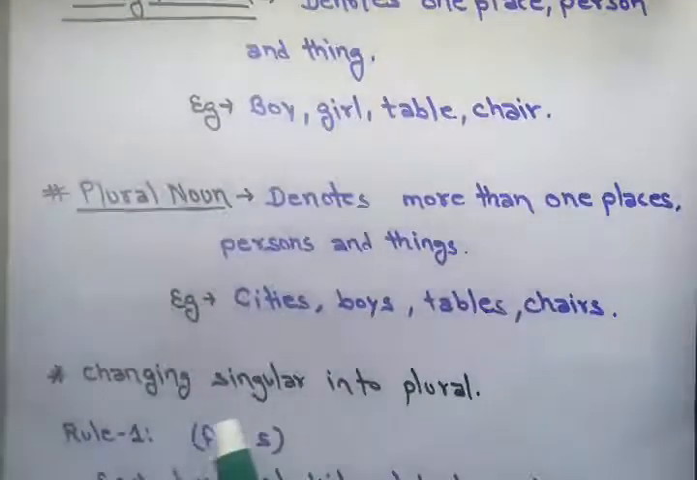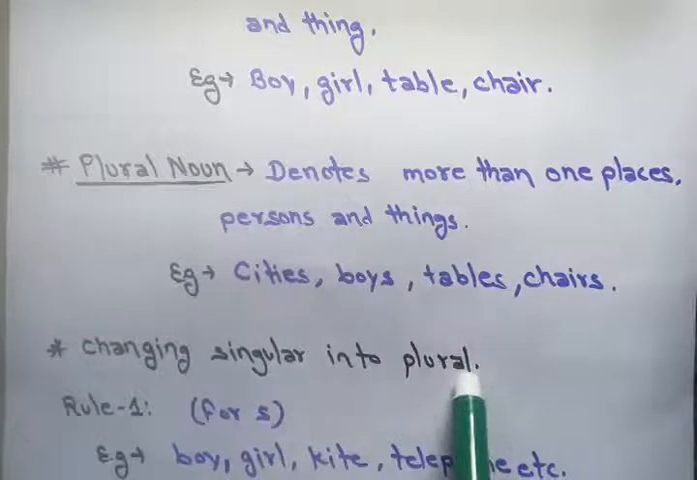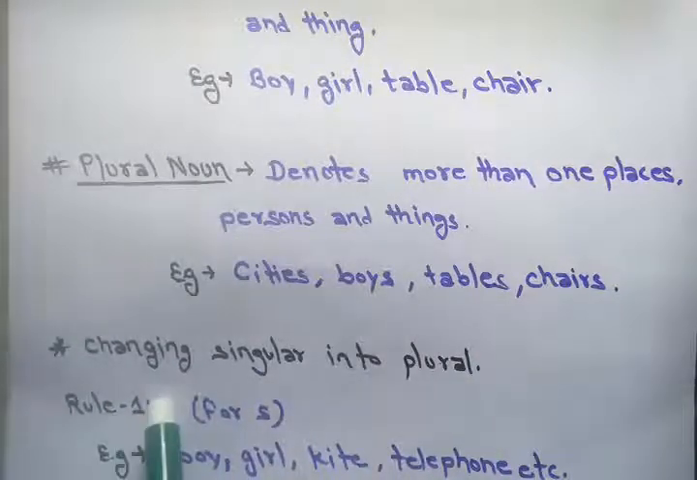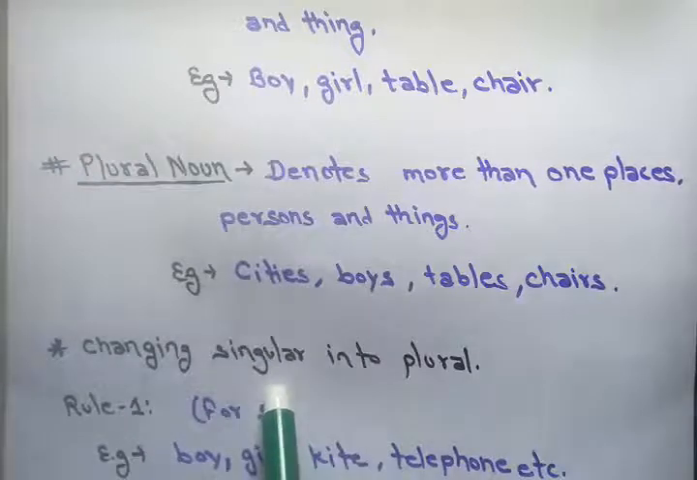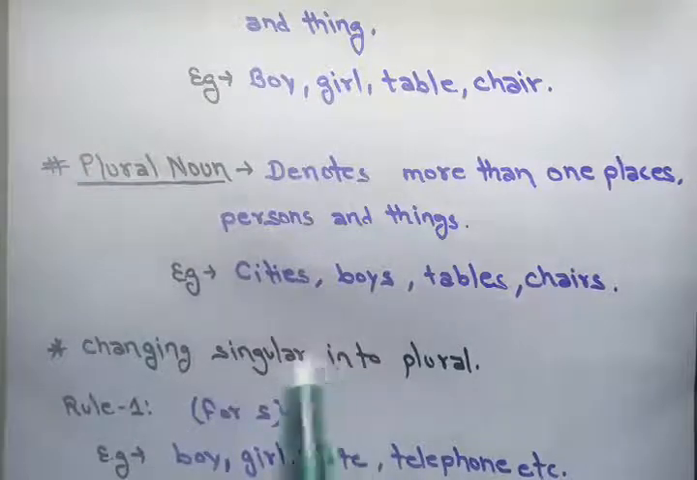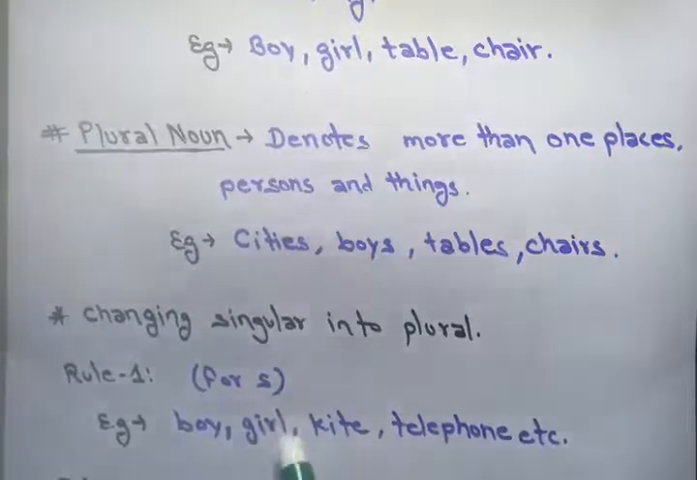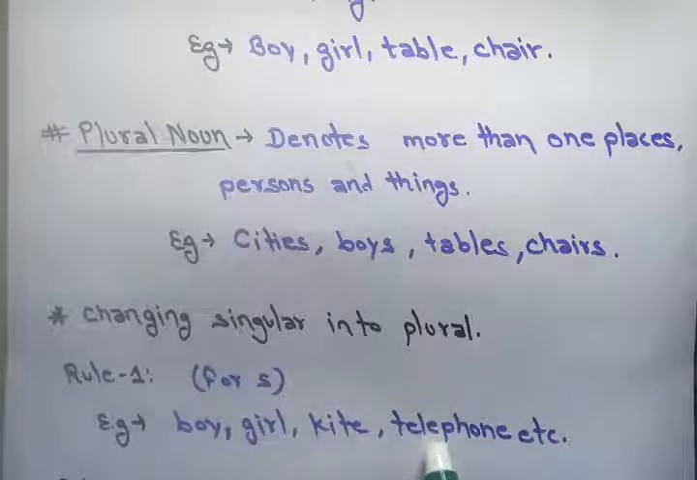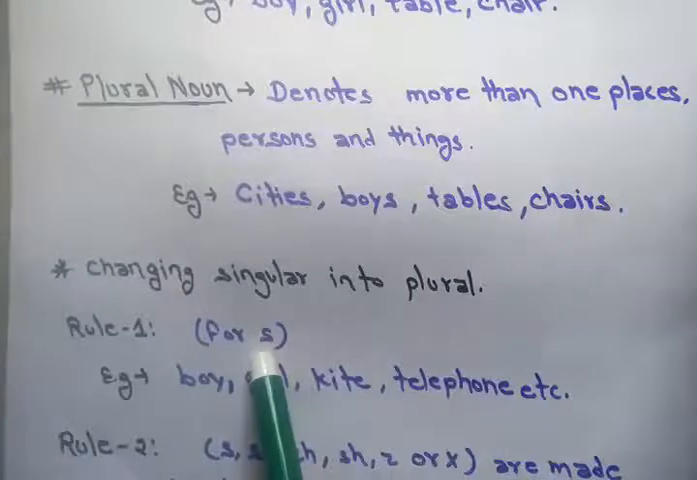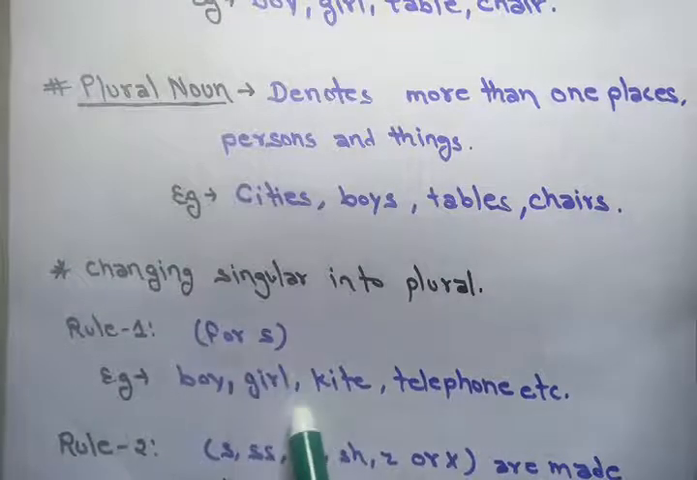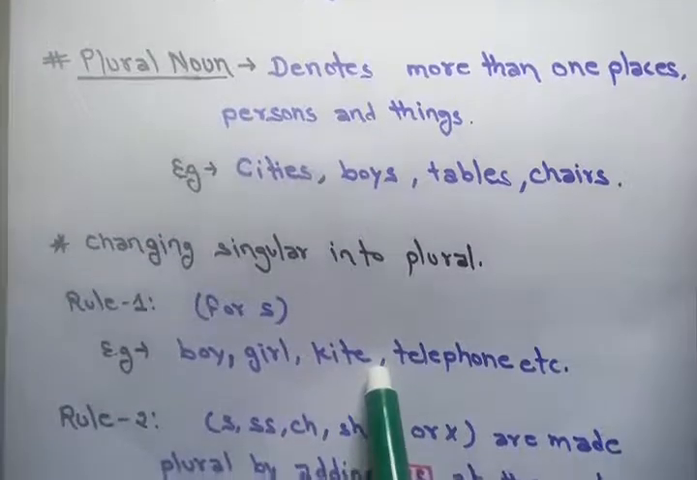For changing singular into plural, rule number one: few nouns are made plural by adding s. For example, boy, girl, kite, telephone, etc. In the end, we use s after these nouns.